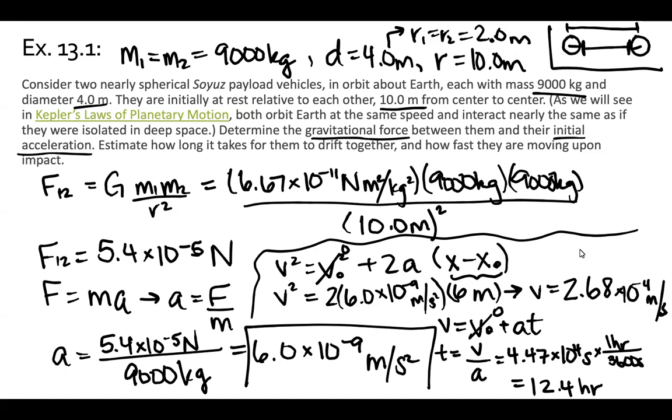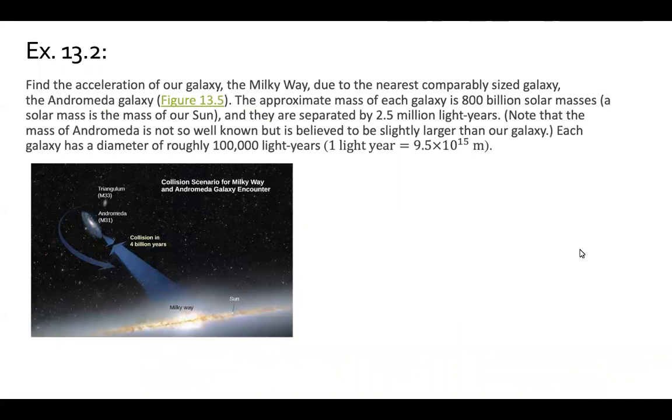It's going to be very similar to this one. So this is example 13.2. We want to find the acceleration of our galaxy, the Milky Way, due to the nearest comparable sized galaxy, the Andromeda galaxy. The approximate mass of each galaxy is 800 billion solar masses, and they're separated by 2.5 million light years. Each galaxy has a diameter of roughly 100,000 light years, and we have the conversion here. So again, we're trying to find the acceleration.